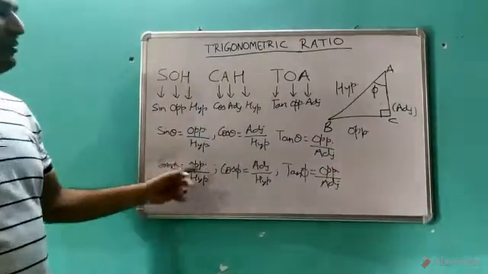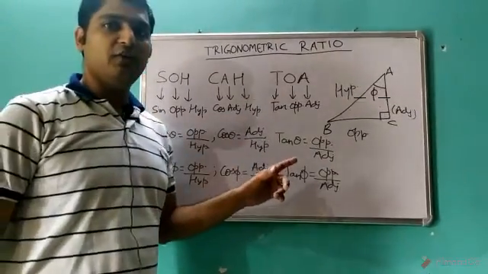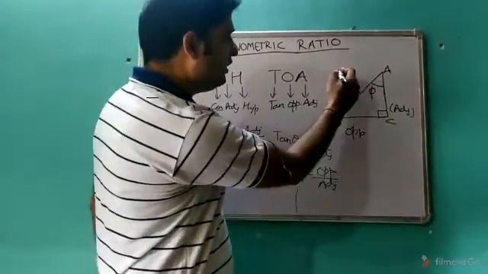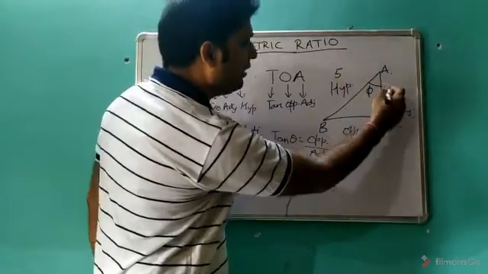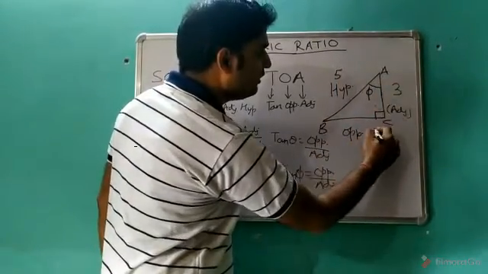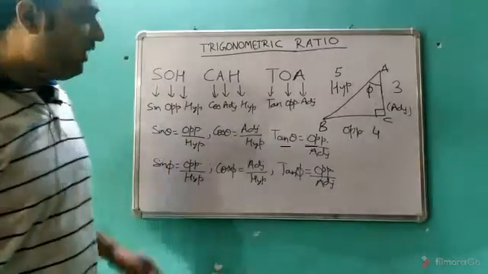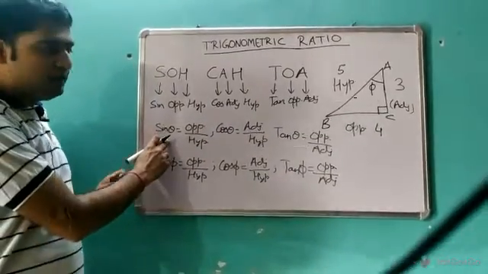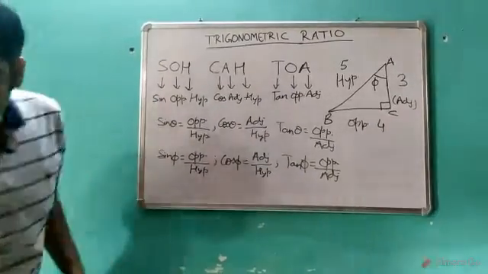Now the formulas remain the same, but how can we differentiate them? We consider the values here: this value is 5, this value is 3, and this value is 4. So when we write for the angle theta, the sin theta term.